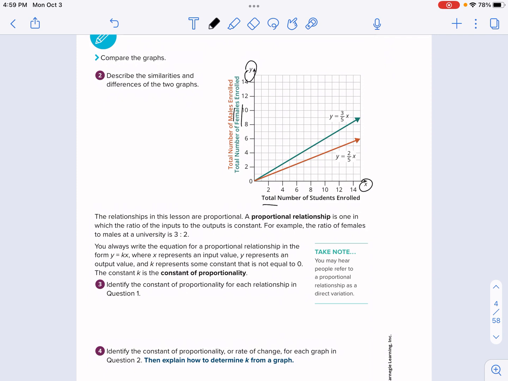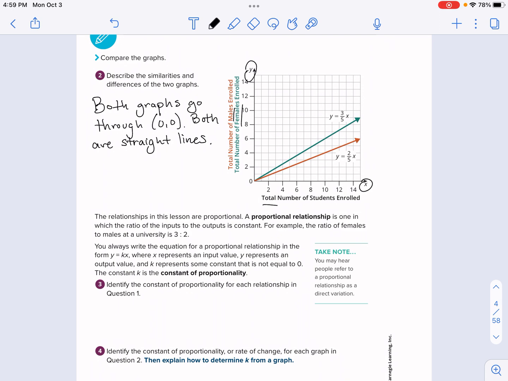We'll say both graphs, they go through the origin, so both graphs, we'll say go through 0, 0, so that's a key point to notice. Okay. Both are, now when we say lines, it's implied that they're straight lines, so both are, we have to specify straight lines.